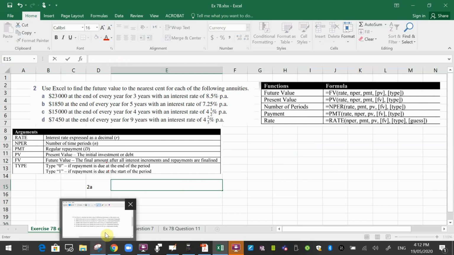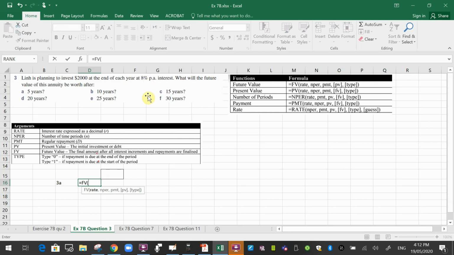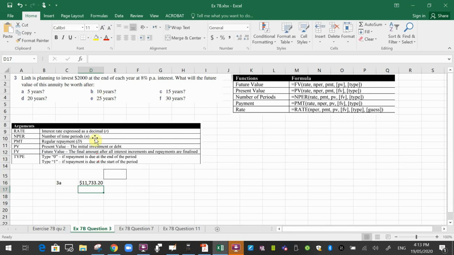Okay, question 3. Let's see what question 3 has for us. So 3A. Are we asking for future value still? Yes. What will the future value be? So equals FV, rate first. What is our rate? 8% per annum. 8%. Number of time periods, well, that's the one that's going to change for each one of these. For the first one, it's 5. And the investment being 2,000, we put it in as a negative because it's money going out from us. And that'll be the answer for 3A.